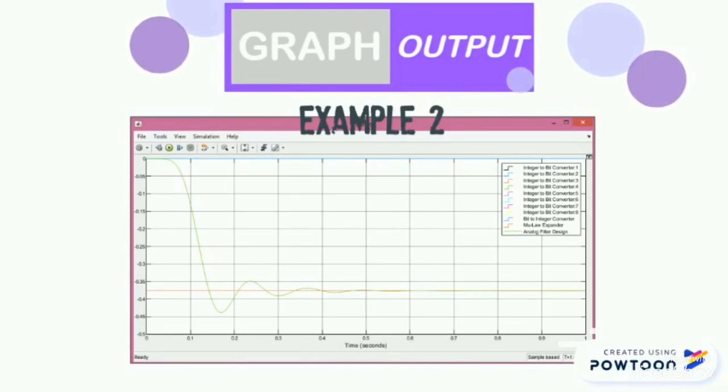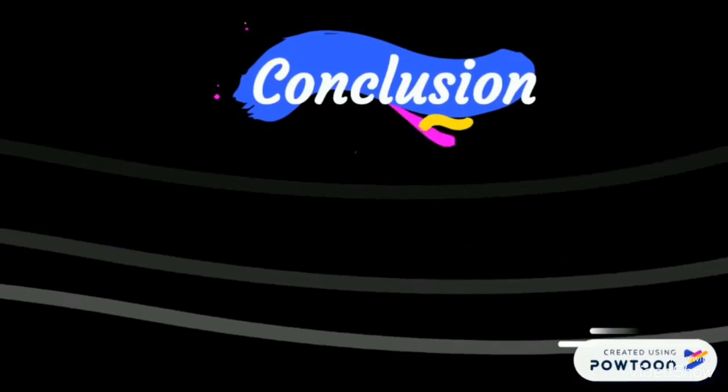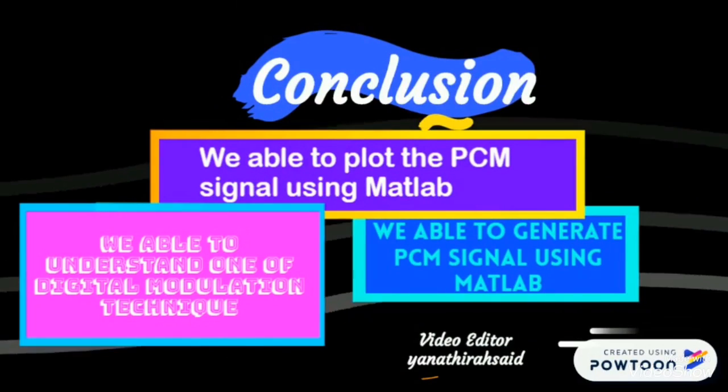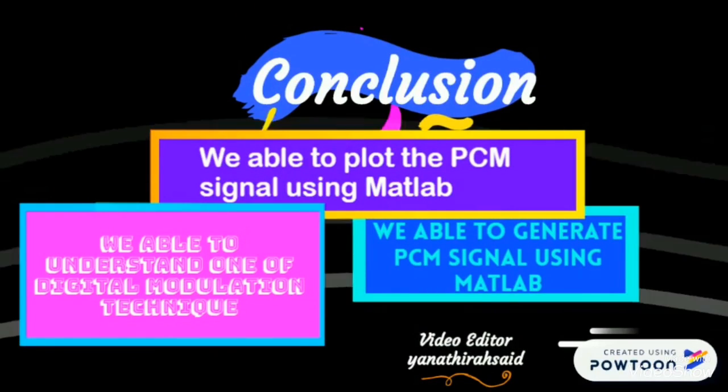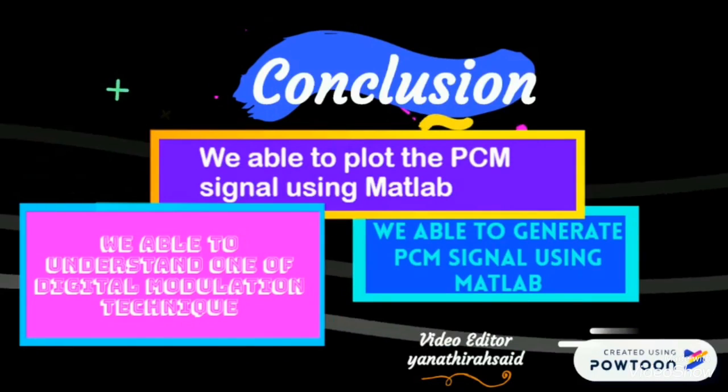This is our graph output for example 2. Our conclusion is we are able to plot the PCM signal using MATLAB. We are able to understand one of the digital modulation.